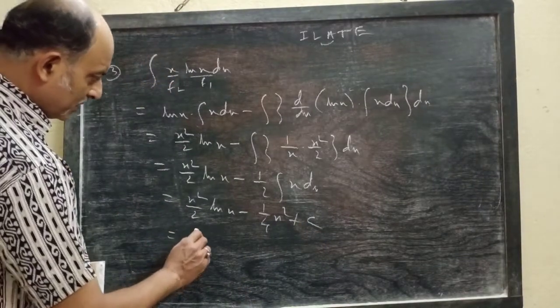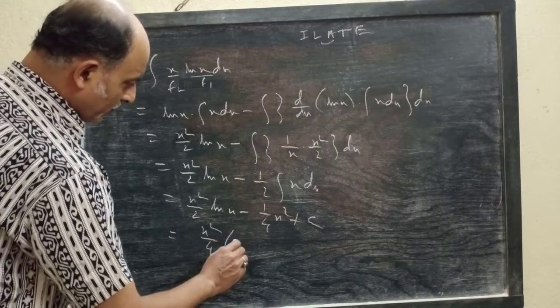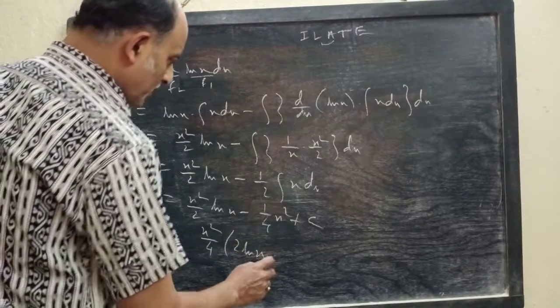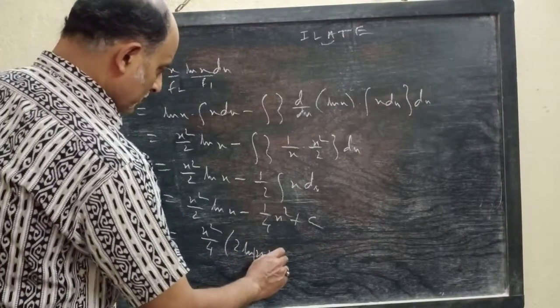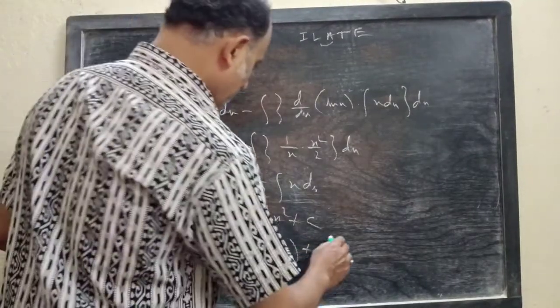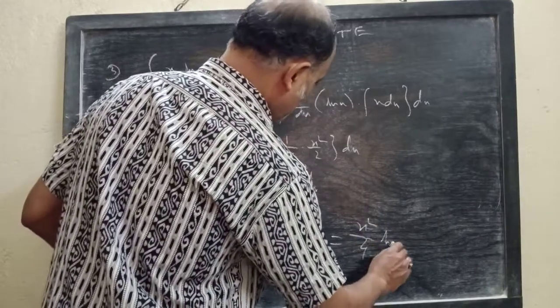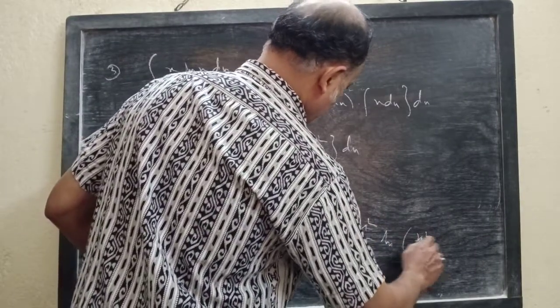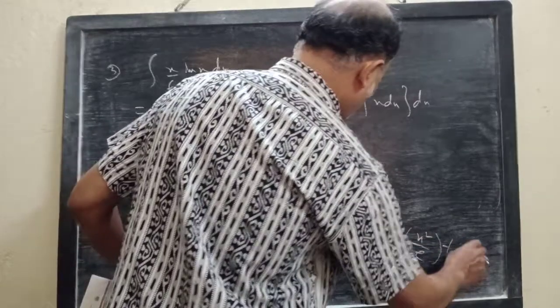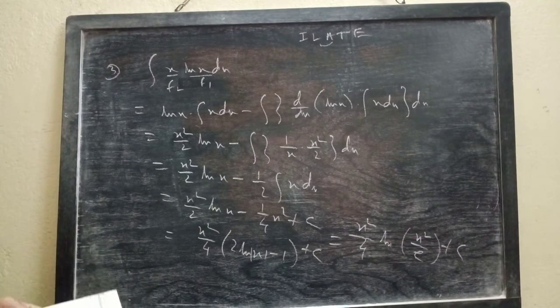Now you can write the answer in this form: x square by 4 times (2 ln x minus 1) plus c, or we can write it as x square by 4 ln of x square by e, since 1 is ln e, and ln of x square minus ln e. So we can write it in this form also.